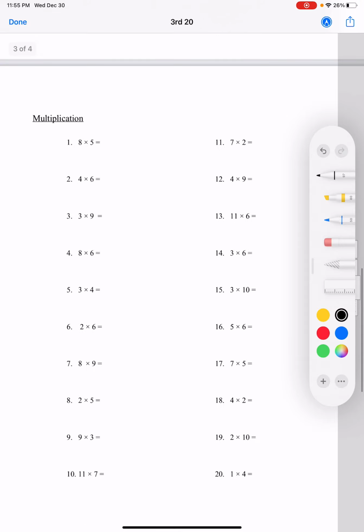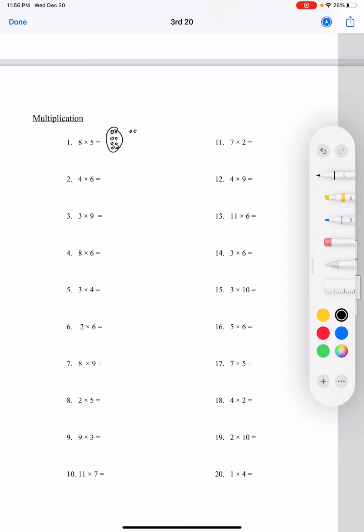Okay, multiplication. Visually, let's say we have 8 times 5. That would mean 8 groups of 5, or you can switch it around and say 5 groups of 8. So I'm going to do 5 groups of 8. 1, 2, 3, 4, 5, 6, 7, 8.